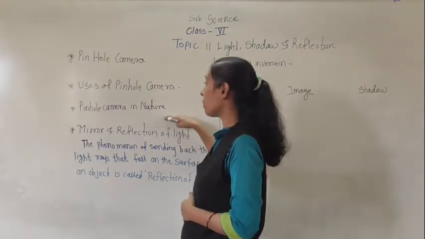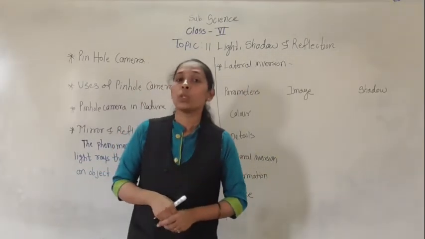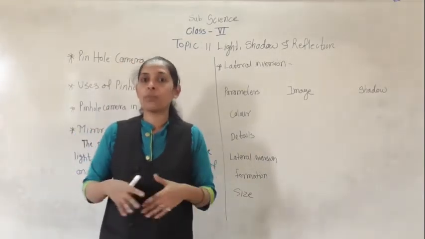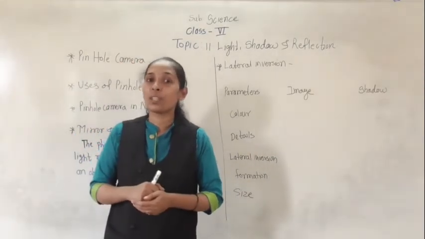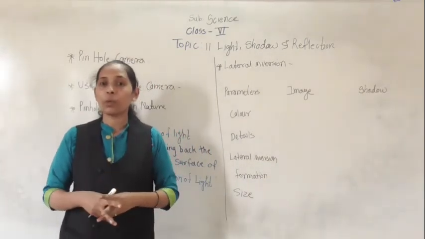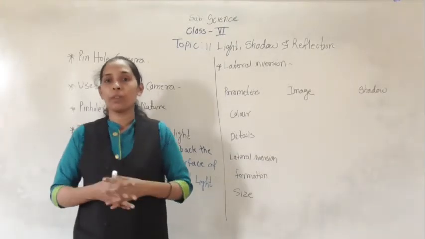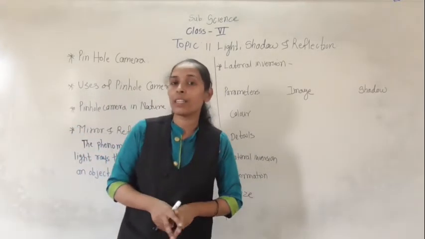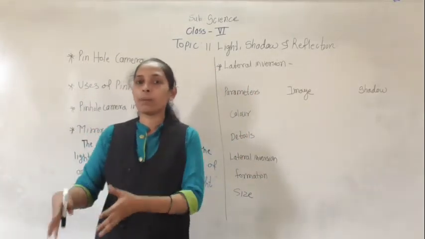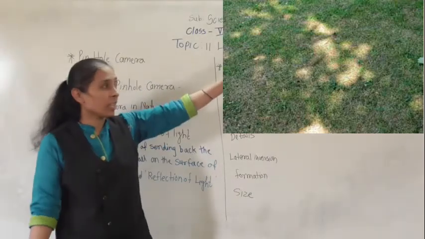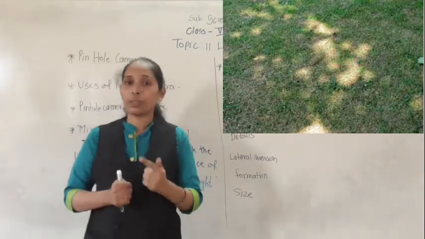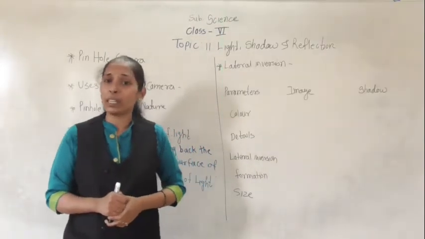Now we see the next one, that is pinhole camera in nature. So the pinhole camera is also present in nature, how is it? On certain ground, we can see the circular structure of the sun. How is this image of the sun formed? Because the leaves of a plant act as a hole, and through that hole the rays can pass through, and they form the image on the ground. Okay, so here you can see exactly how the pinhole camera gives the image of the sun. So this pinhole camera is also present in nature.